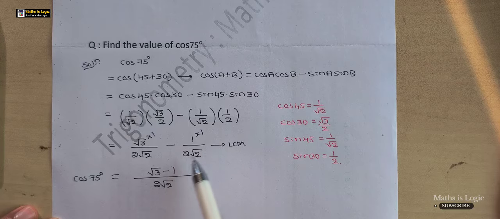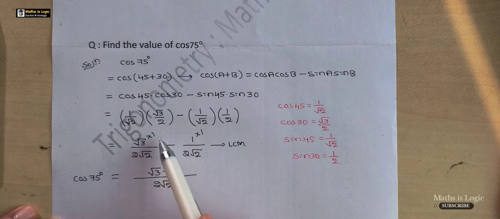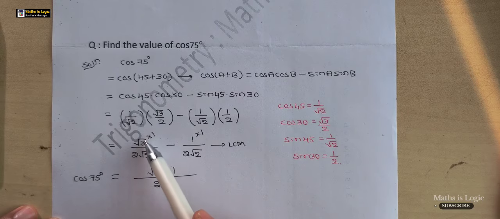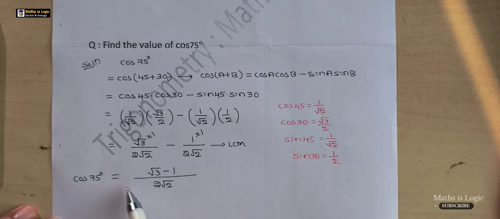Next, take the LCM. So LCM remains the same because both the denominators are same. So 2 root 2 is the LCM. So multiply here by 1 and here also by 1, because 2 root 2 into 1 is 2 root 2. Next, multiply these two. Root 3 into 1 is root 3 minus 1 into 1 is 1. So this is the value of cos 75 degree.